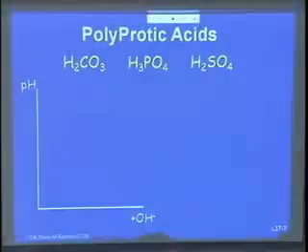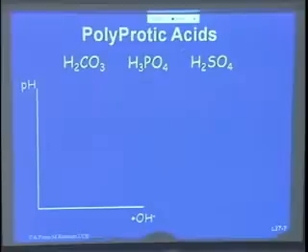And so polyprotic acids, this is the carbonic acid, H2CO3, that has two acidic protons that it can split off. H3PO4, phosphoric acid, has three acidic protons. The first proton goes off, it makes H2PO4 minus. The second proton goes off, makes HPO4 2 minus. And the third proton goes off, makes PO4 3 minus. So you have three acidity constants. And here you have two, and here you have two.